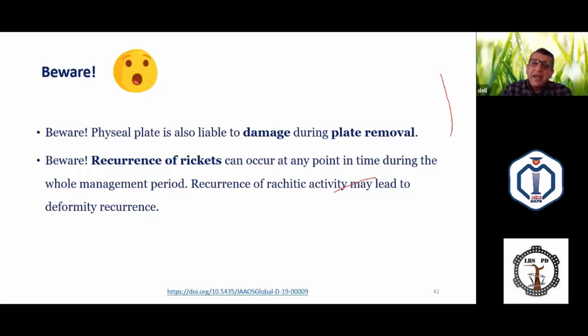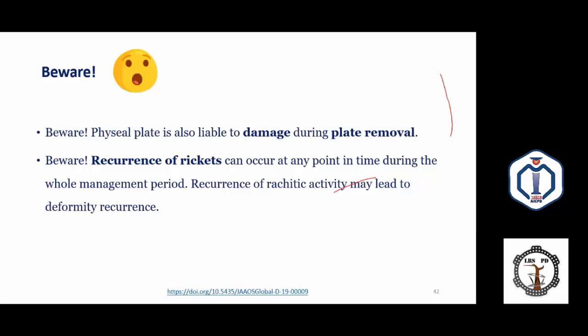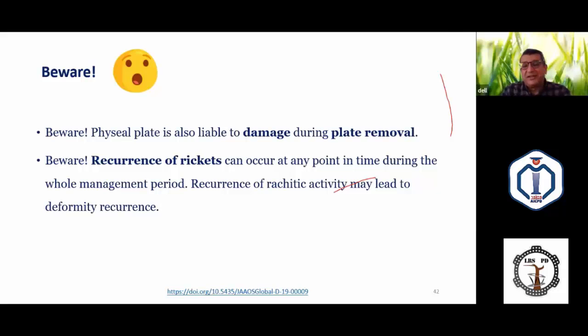This is important. But what is equally important is that when you remove your plates, you should be aware not to damage the periosteum. You should be equally cautious. Plate and screw removals may be more difficult than inserting them. You are working on a disturbed anatomy.